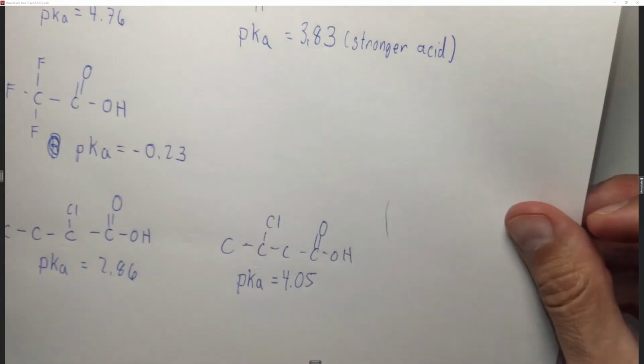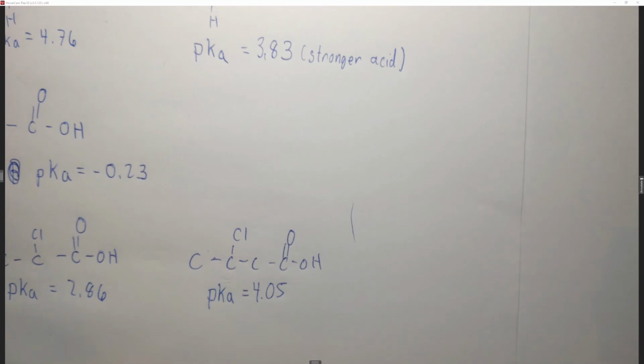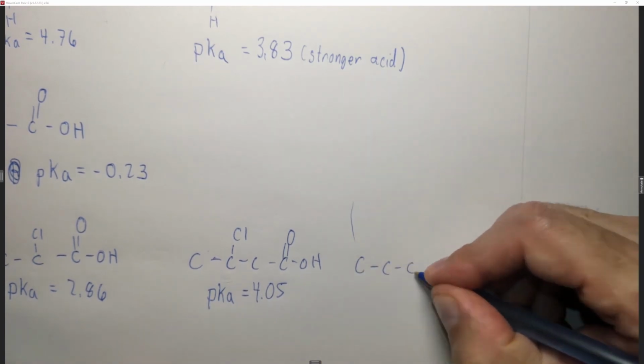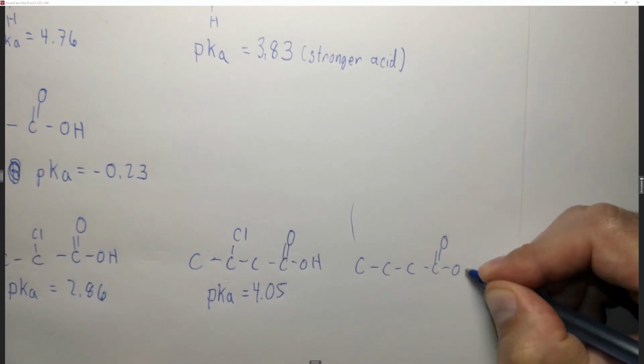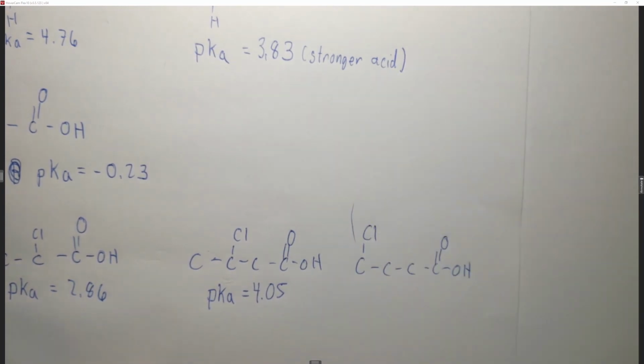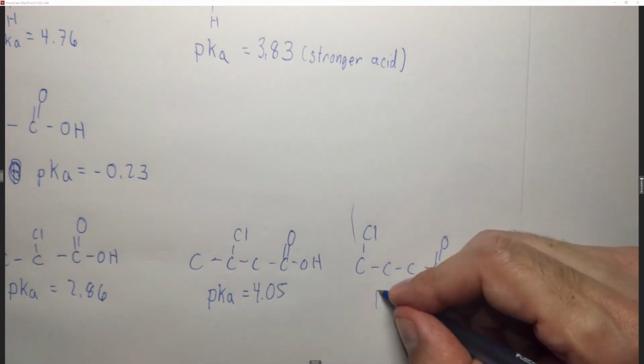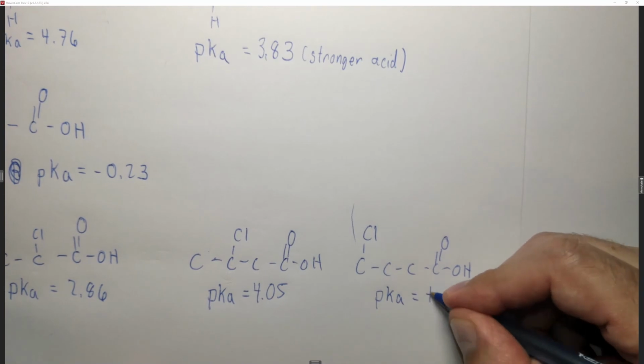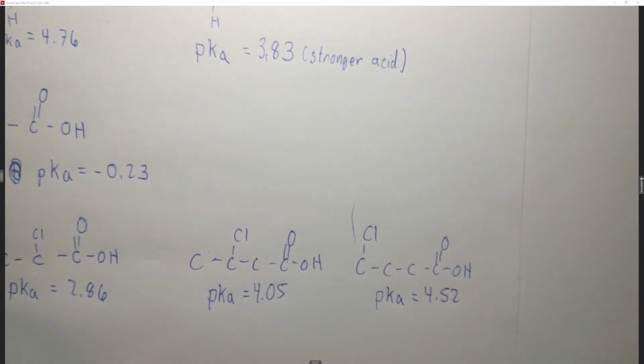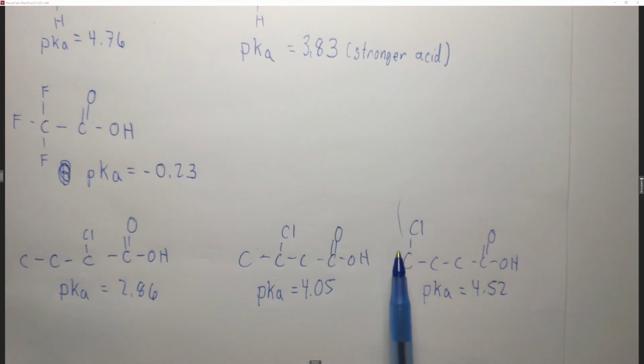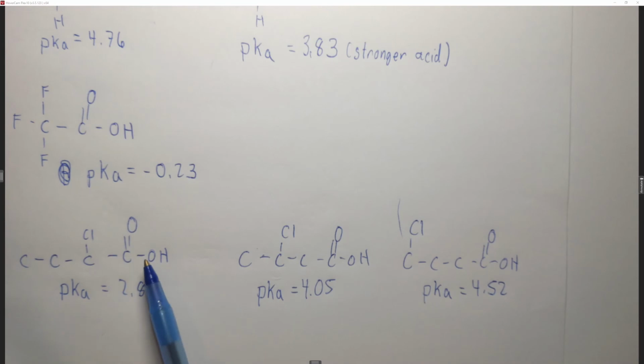Let's look at one more example. Not surprisingly, it's going to be on that last carbon. So let's have the C bond C bond C, bond C double bond OH. And this time we put the Cl right here. All right. When we do this, the pKa is equal to 4.52. So as the Cl gets further and further away from the carboxylic acid group, where the negative charge will be, the acid gets progressively weaker and weaker and weaker. The pKa goes up and up and up.